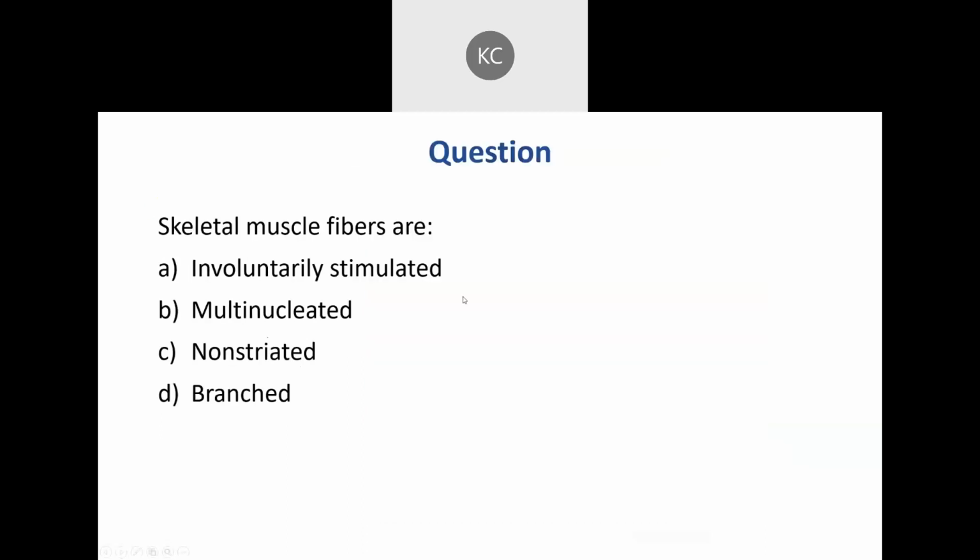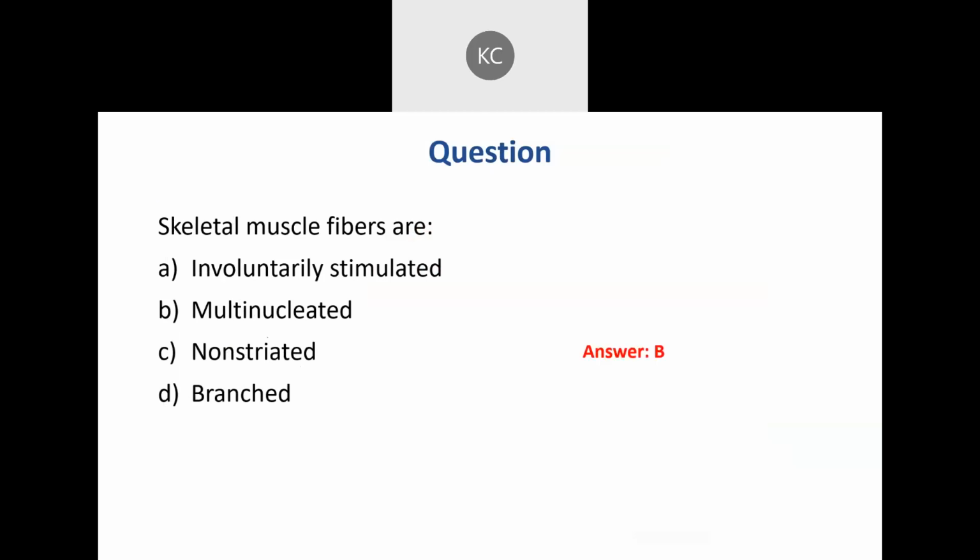All right, so answer this question here, and then we will stop with part one and move on. So skeletal muscle fibers are what? A, B, C, or D? Are they involuntarily stimulated, multinucleated, non-striated, or are they branched? So pause the video, take a second to try to answer it, and I will move on.